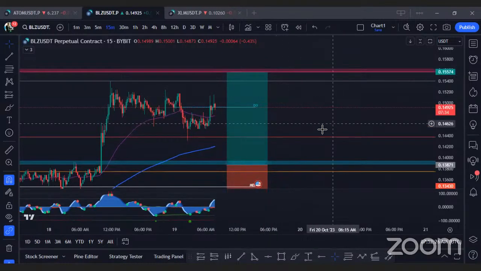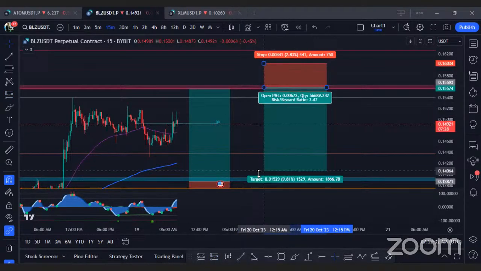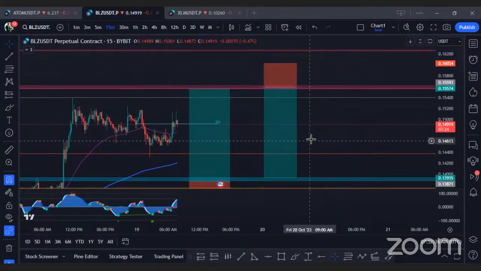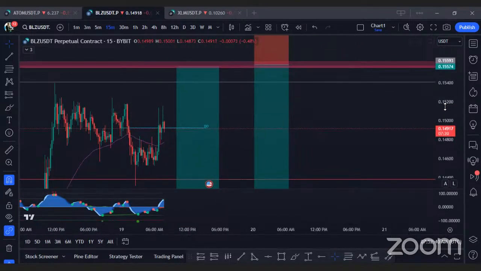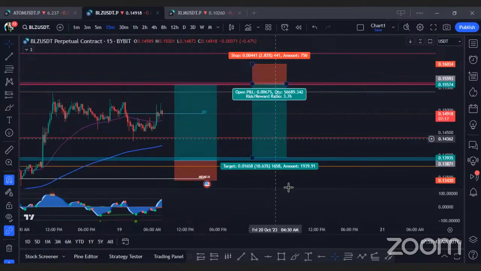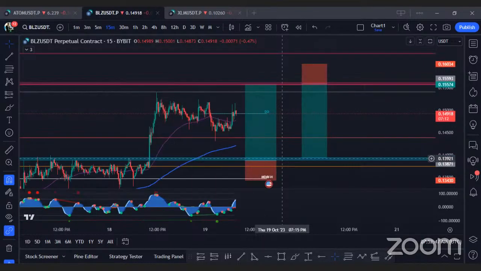And then if it does come back up to that area, you want to equally be looking for a short trade from this zone here, maybe down to that level. So you can play this trade both sides. Whichever works out for you, that's what you do. That's what I'm looking at for BLZ. Whichever plays first, you go ahead and follow the trade.